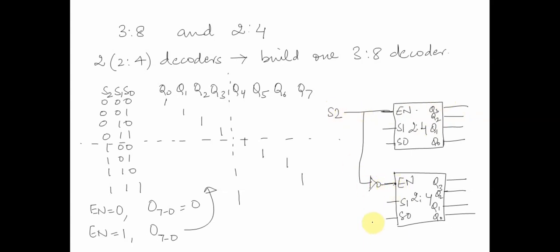Now depending upon the values of S0 and S1, one of the outputs would be selected, right? Similarly, we can connect S0 and S1 here also. When S2 is 1, this would be disabled, this would be enabled, and we will get the outputs Q7, Q6, Q5 and Q4 over here. So this is one of the important usages of the enable switch: we were able to construct a 3 by 8 decoder using two 2 by 4 decoders, right?